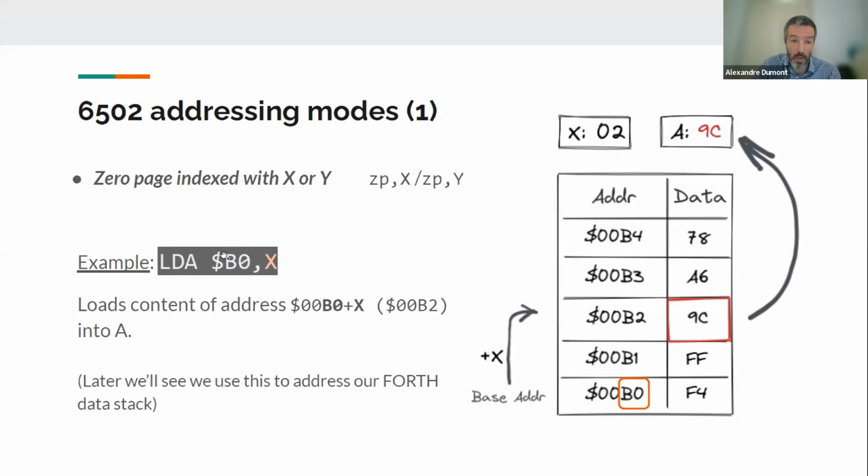So how does it work? Well, the base address is B0 in that case. As we're in a zero page addressing mode, it means that the real address is 00B0. The processor is going to add the content of X, which is 2, so it will take the content of B2 and put it into register A. That's one of the addressing modes that I will be using in my implementation, and as we will see later, I use it to address the data stack of Forth.